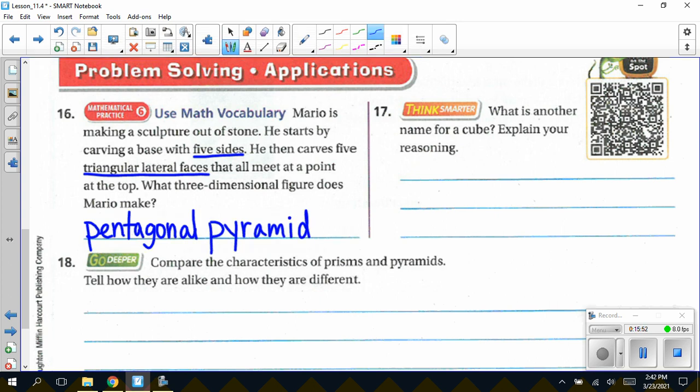I'm not going to write the explanation for number 17. We're just going to talk about it. What is another name for a cube? Well, a cube does have square bases and square lateral faces, which we know all squares are also rectangles. So you could say that it is a rectangular prism. And then moving on.